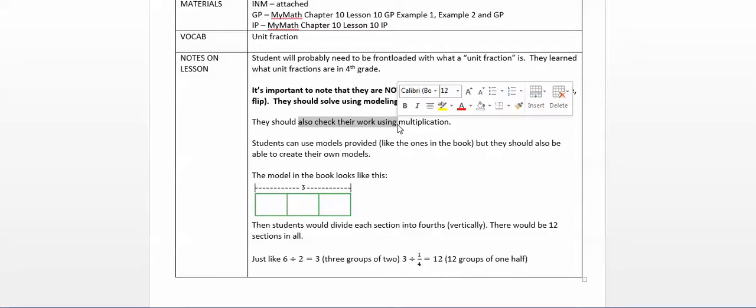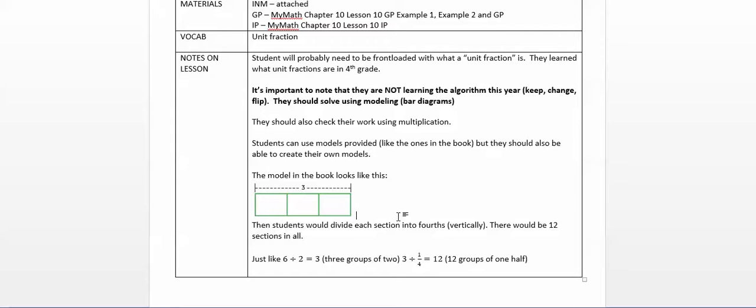Other quick things, kids should check their work with multiplication. The models in the book look like this. We're going to replicate those when we do our classwork today. The other thinking should be like, if I was taking this 3 and I'm dividing this 3 into fourths, let's say. I'm looking here at this example down here. 3 divided by 1/4 is equal to 12. What that means is I'm taking each of these wholes and splitting them into 4/4. And so I get 12 groups of 1/4.